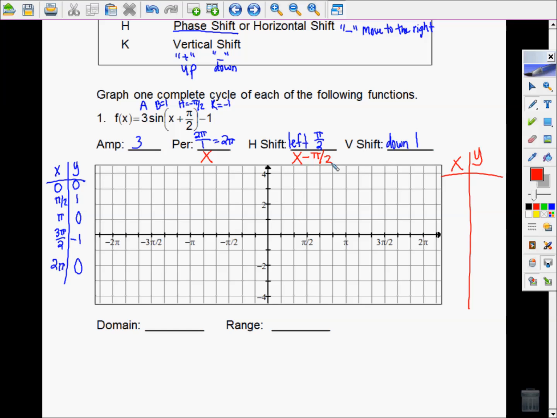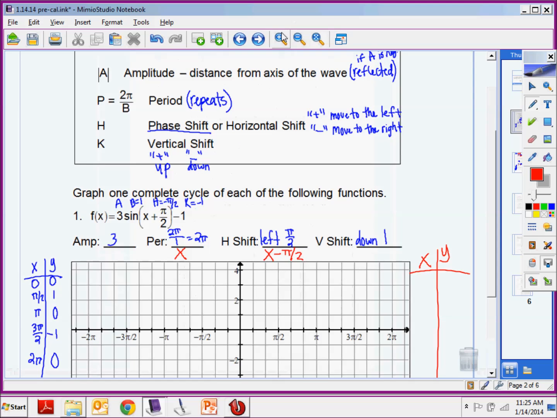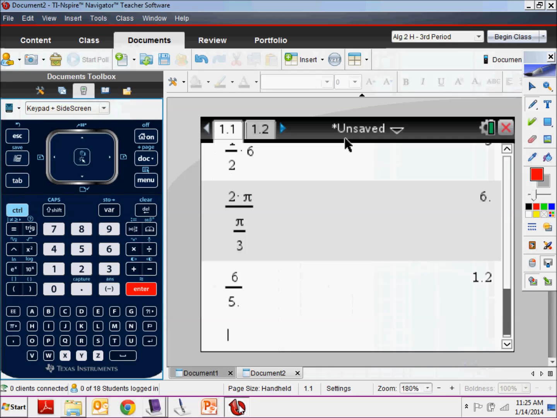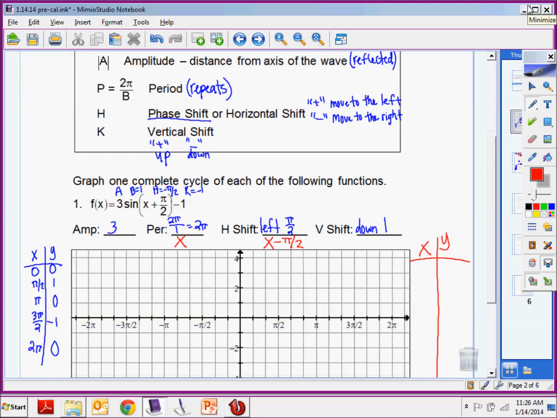Now, key thing here, guys: if you're going to do it with a calculator, you need to be mindful of the pi's. You do not need to put pi in the calculator. You just want to focus on the numbers. So 0 minus pi over 2. If I was to put that in the calculator, I would write 0 minus 1 half. And what is that? Negative 1 half. So my new value is at negative pi over 2.